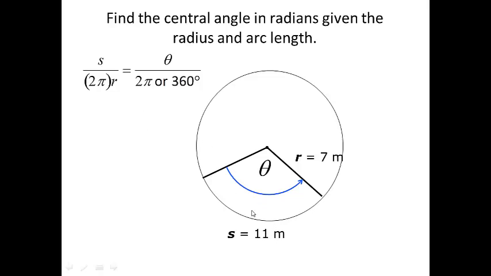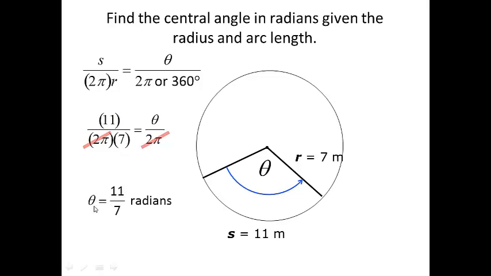So now the arc here is 11 and the radius is 7. So I'm still going to try and do this in radians, okay? Because I like canceling those. It makes it nice and neat. So the angle is 11 over 7 radians. How's that? Did you get that? I hope you did.